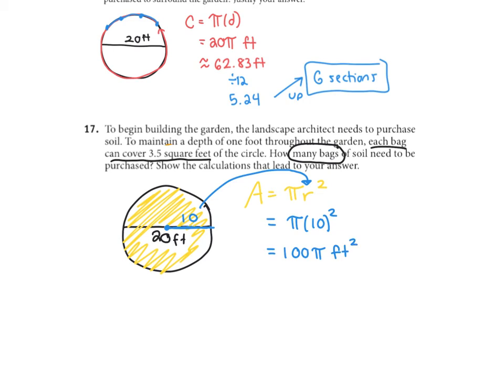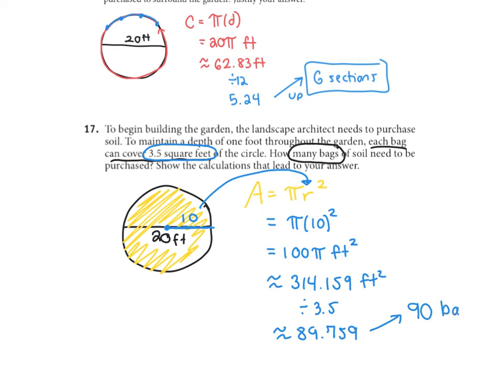If I want the decimal answer, I'm going to multiply 100 times pi, and I'm going to get approximately 314.159. Now again, that's the total area, but I need to figure out how many bags of soil I need. Each bag covers 3.5 square feet. So if I divide this by 3.5, I'm going to get approximately 89.759 bags. Unfortunately, again, I can't walk into Menards and ask for part of a bag of soil, so I'm going to have to round that up and say that I'll need 90 bags of soil.